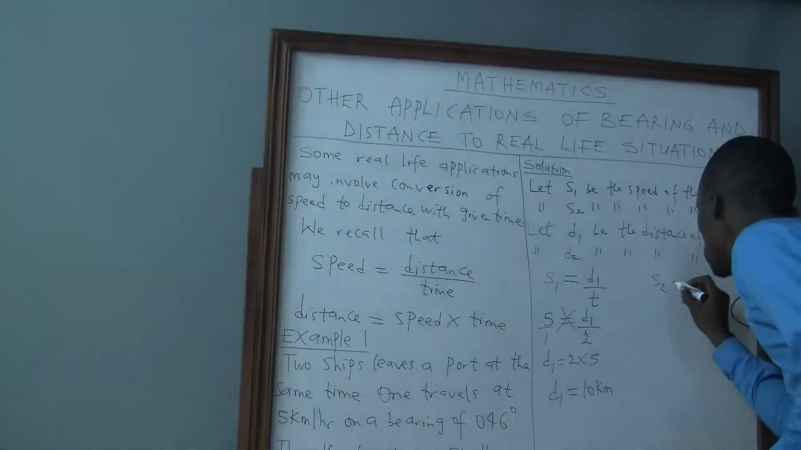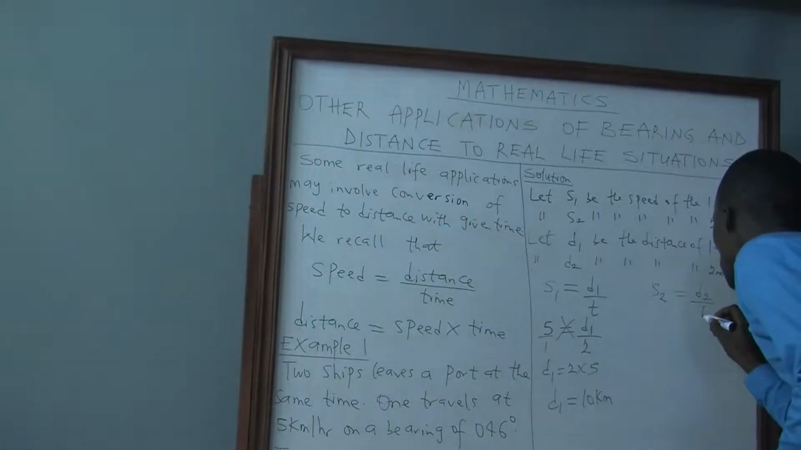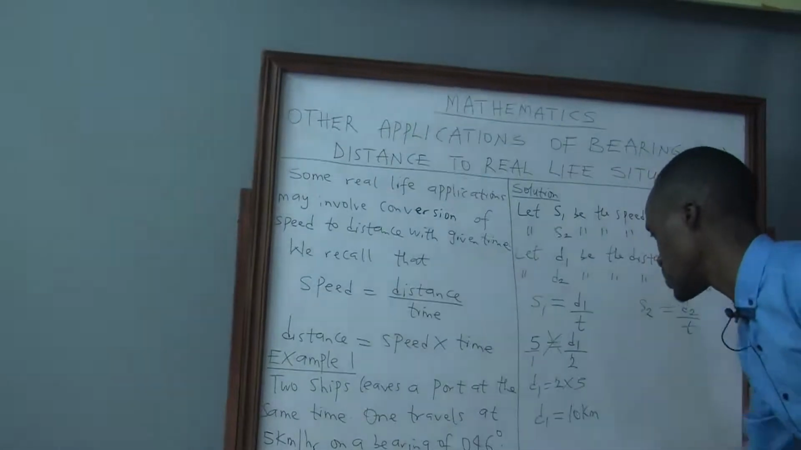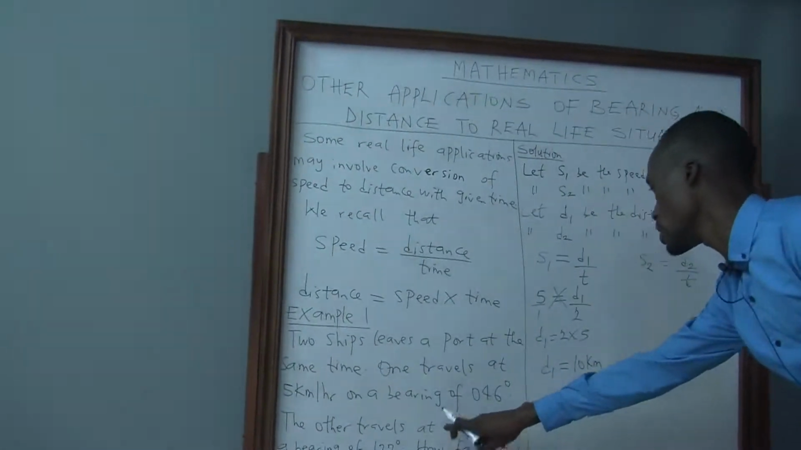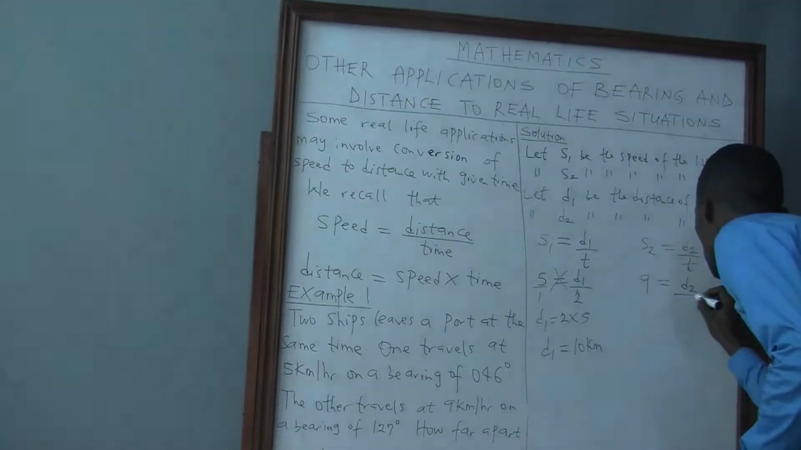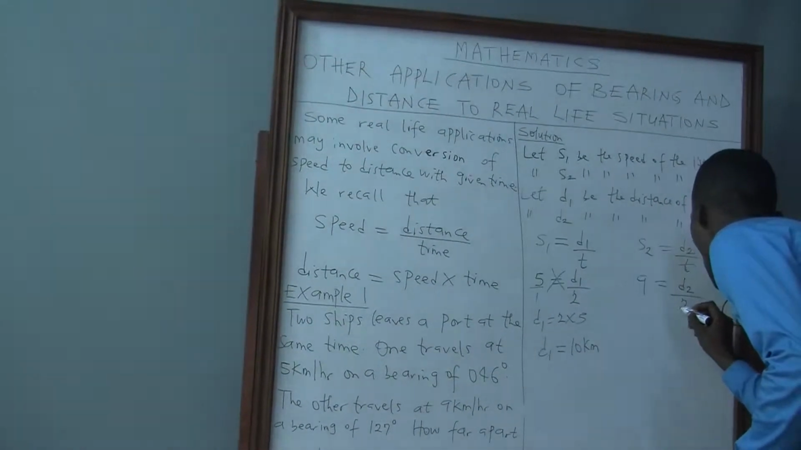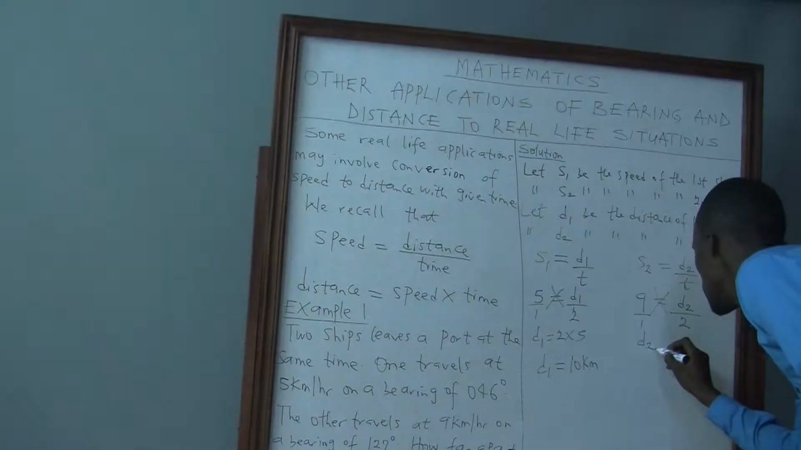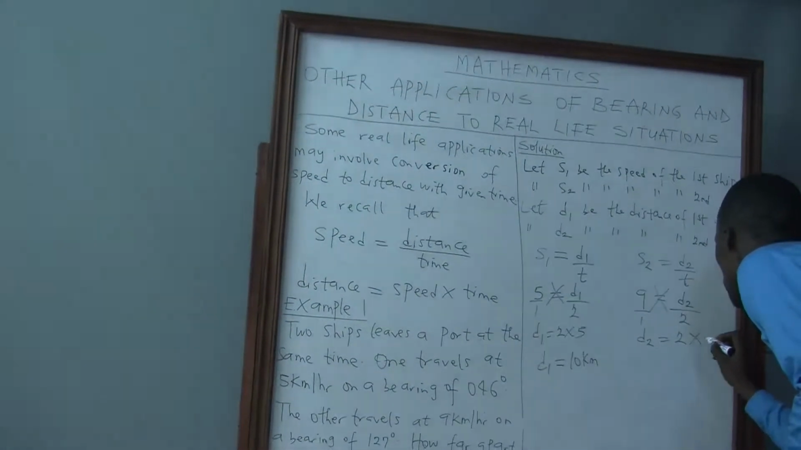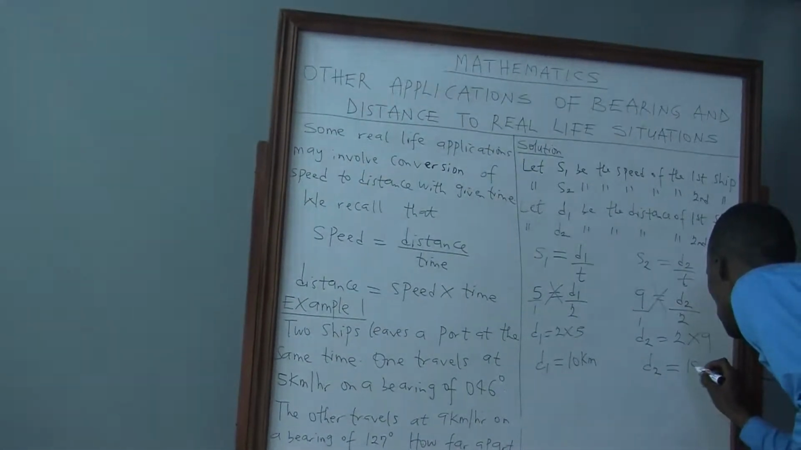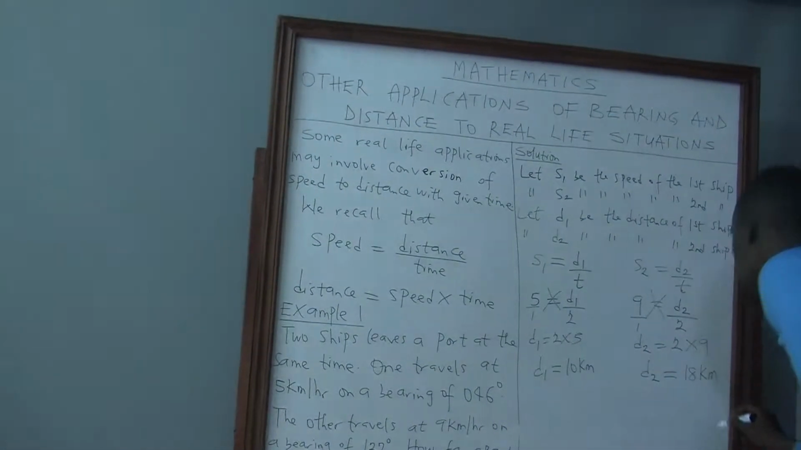Also, we have S2 is equal to D2 divided by T. This second speed, the speed of the second ship, we are given as 9. Then we are looking for the distance. The time still remains 2 hours. By cross multiplying from here too, we have D2 to be 2 multiplied by 9. Then the distance of the second ship is 18 kilometers.